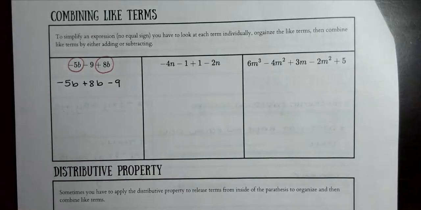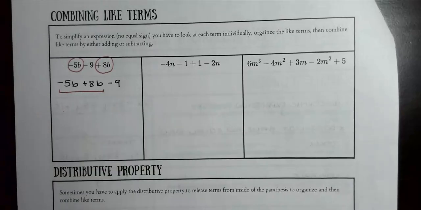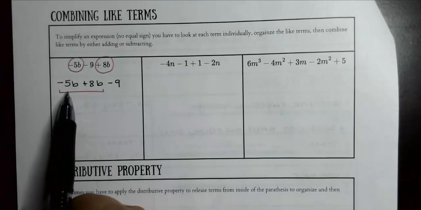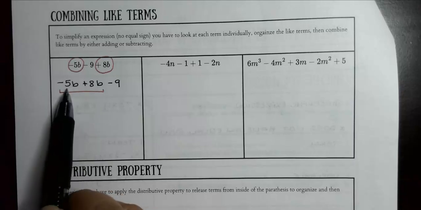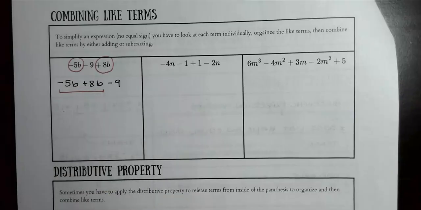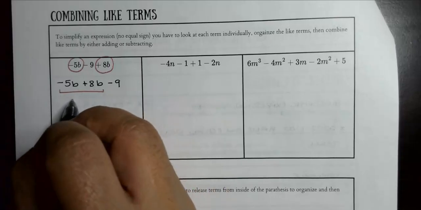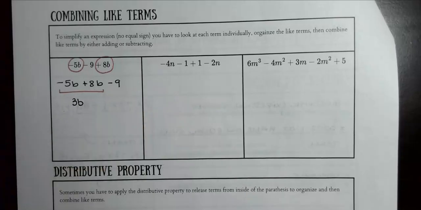Once I rearrange the expression so the like terms are next to each other, I'm going to ask you to combine them. When I say combine, that could be addition or subtraction. We have rules that tell us whether we need to add or subtract these numbers. Our rule says if they are different signs, 5 is negative, 8 is positive, they are different, we need to subtract. So I'm going to subtract 5 from 8, which gives me 3. And because both the 5 and the 8 have a b, my answer will also have a b.